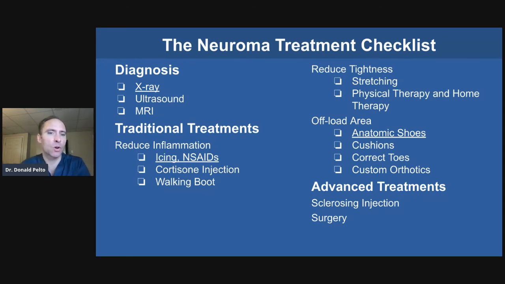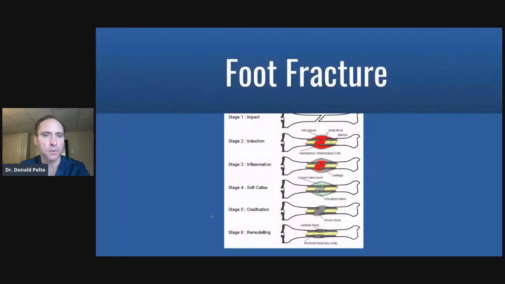If that doesn't work, then you could try a cortisone injection, or I tend to do an ultrasound first, measure the size of it, see if there's inflammation around it, and then you could try some other type of treatment. Cortisone tends to work well, but shoes are the key. Trying an anatomic shoe to start is really important.